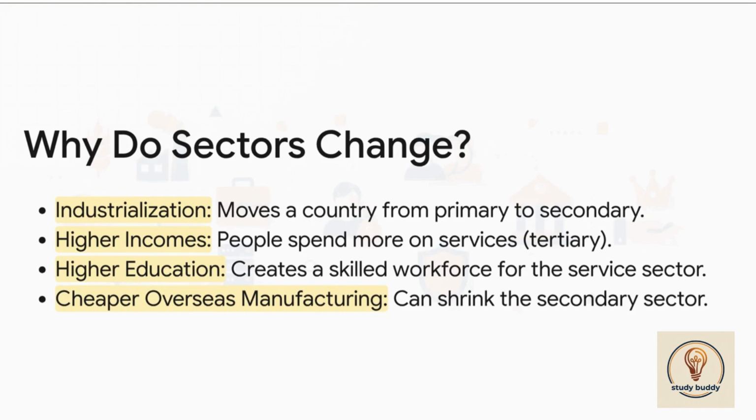First off, as a country industrializes, people leave farms to work in factories, boosting that secondary sector. Then, as people get better educated and start earning more money, two things happen. You get a skilled workforce that's perfect for service jobs, and people have more cash to spend on things like tourism and banking. And finally, for a lot of developed countries, it becomes cheaper to have things made overseas, which shrinks their own secondary sector and makes that tertiary sector even more dominant.